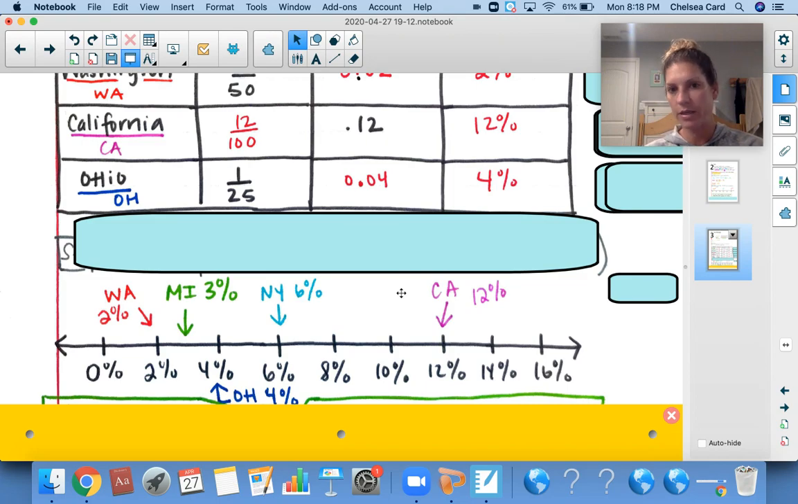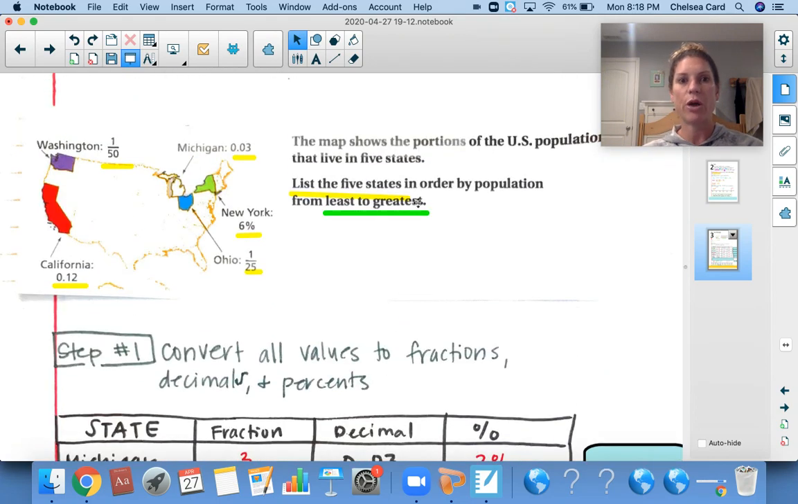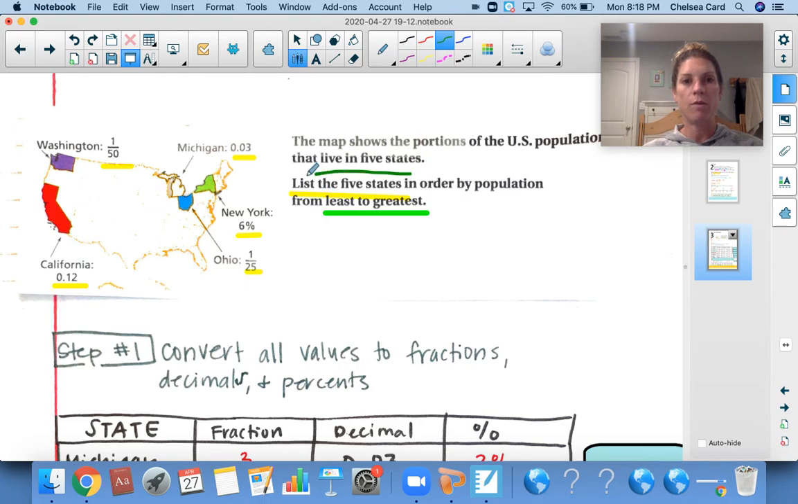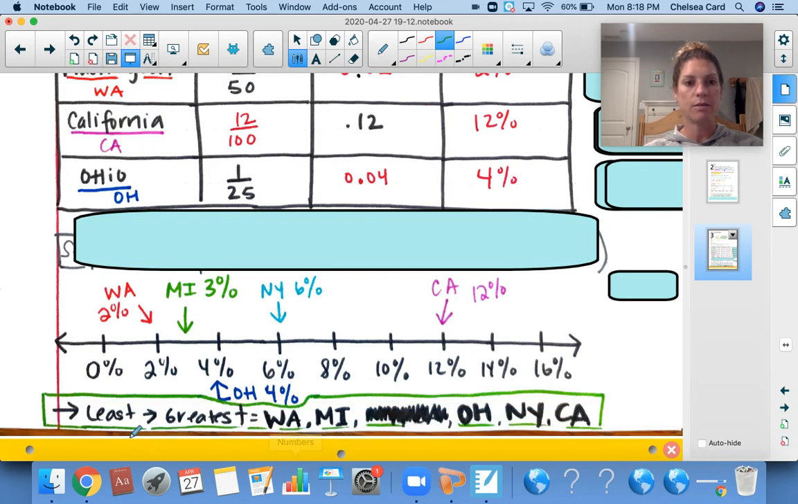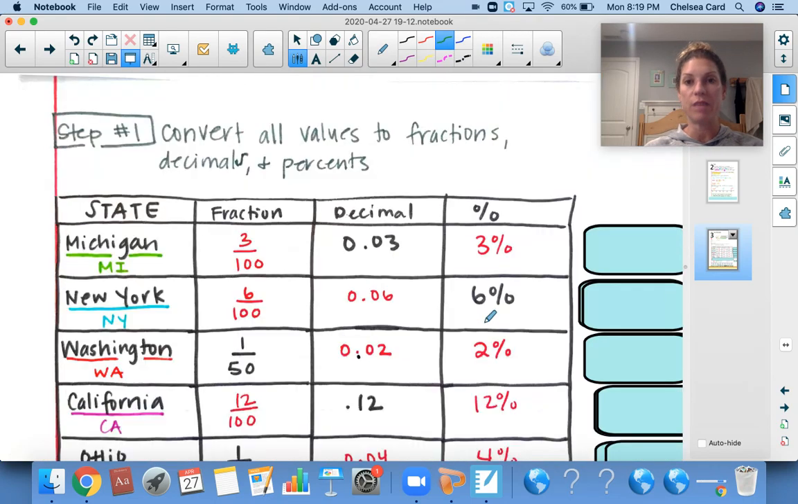I know I can obviously see what is the least to greatest. So I go back up, and I'm going to read the question one more time to figure out what it is exactly asking me. And it wants me to list the states from least to greatest. Okay, so I can do that. Washington is the least. Michigan is 3%, so it comes next. I messed up here. That's why that's here. Sorry. Ohio comes 4th. New York is 6th. And California is at 12%, which means that it is the greatest out of these states.